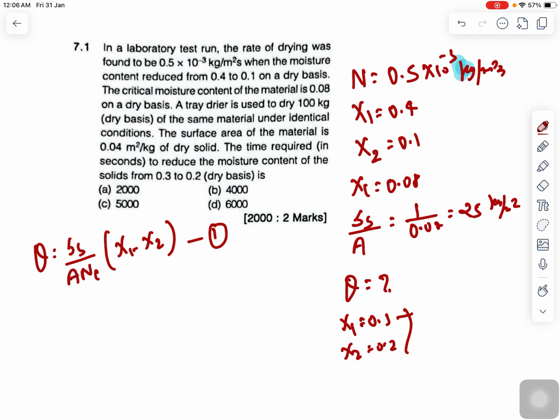So here the moisture content is being reduced from 0.4 to 0.1 on dry basis. The critical moisture content is also given, and a tray dryer is used to reduce these. The time required to reduce the moisture content of the solid from this one to this one. So Ss by A Nc is given to you, and N is also given. So now you can directly calculate this thing.